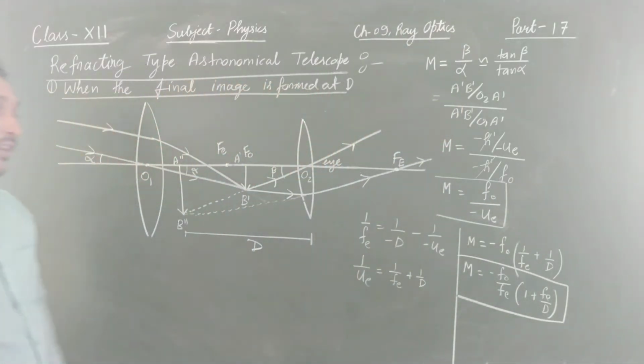This is the formula of magnifying power. Just take the screenshot, note it down. Now we are moving to the second case, when the final image is formed at infinity.